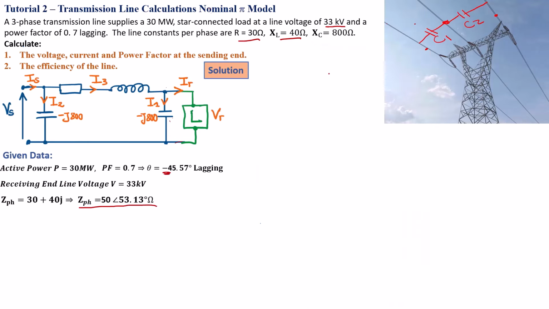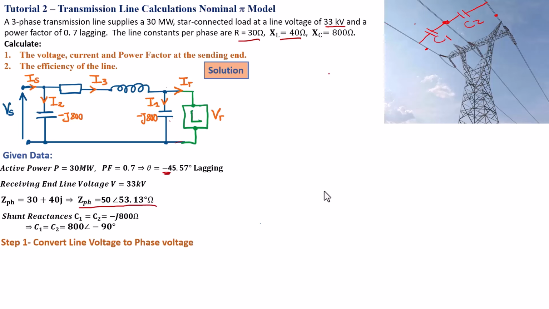Great stuff. Now, having said that, we can continue with our parameters here. So we've got the shunt reactances, basically C1 and C2, they are both minus j800 ohm. That basically means we've got 800 with an angle of negative 90 degrees because it's purely capacitive. Great stuff. So the first step in order to solve this problem is to convert the line voltage into a phase voltage. So our line voltage here is 33 kilovolt. We simply divide it by the square root of 3. So we get 19.052 kilovolt.